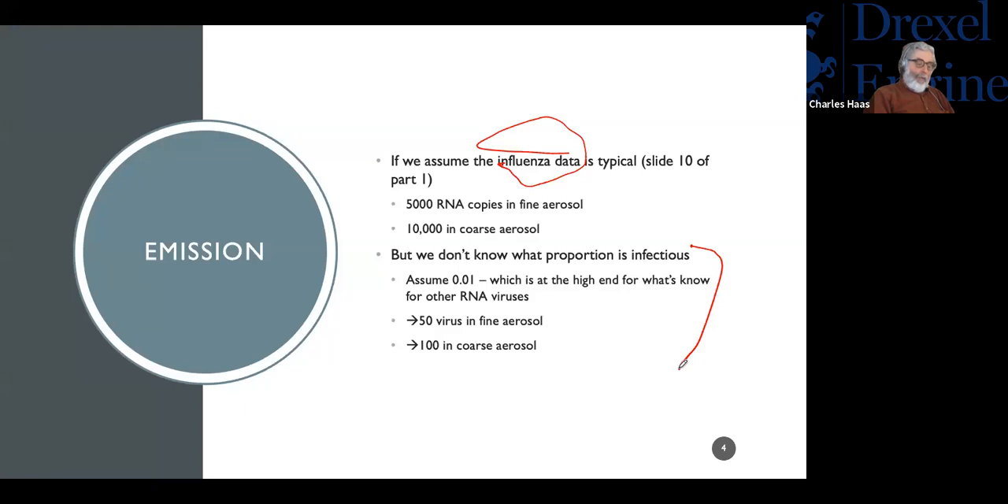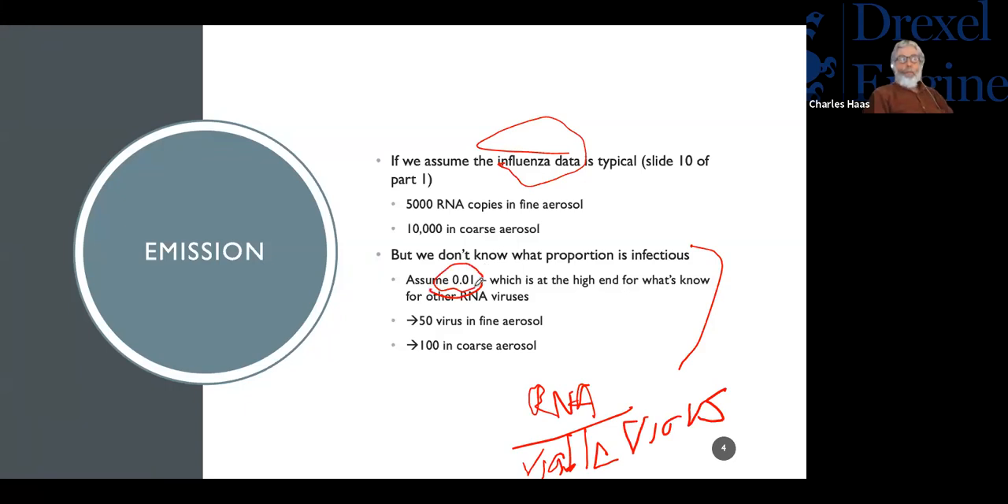But we don't know what proportion is infectious. So what's the ratio of RNA to viable virus? Or as a reciprocal, the relationship between viable virus to RNA. I'll assume for this calculation 0.1. But there's a fairly broad range for this number, depending on the virus and probably depending upon the intermediate conditions which the virus has experienced from release to uptake by a second person. And there are ranges for RNA viruses of anywhere from, let's say, 1 in 10,000 to 1 in 10.